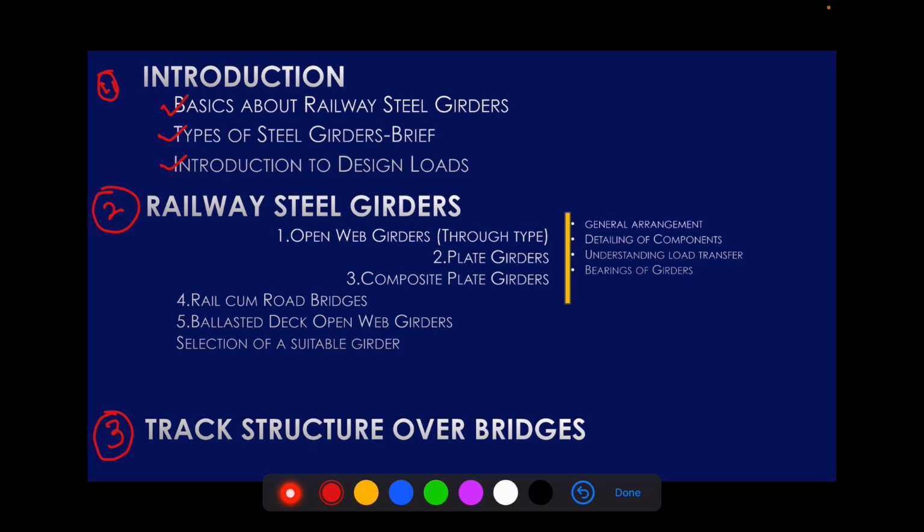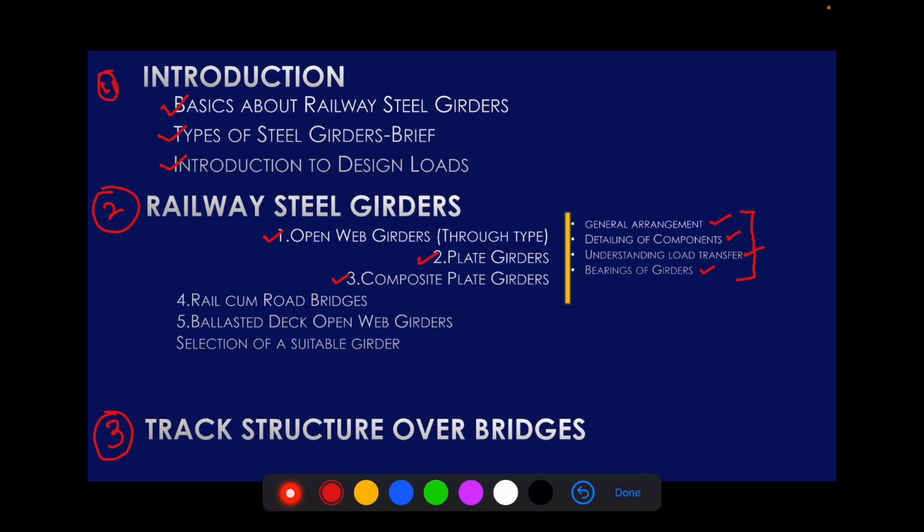Then in session 2, railway steel girders, we would be covering open web girders, plate girders, and composite steel plate girders in detail. In detail means we would be covering these four aspects for each use case: the general arrangement, detailing of components, understanding the load transfer from rail wheels to girders, then substructure, and then foundations. And what are the bearing options for each and every type of these girders?